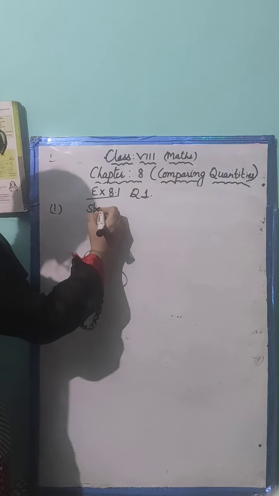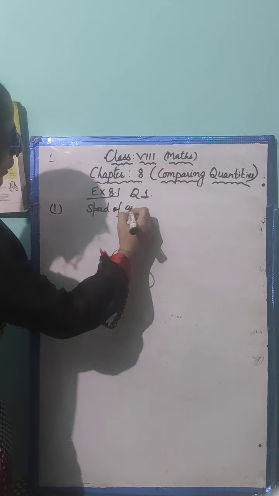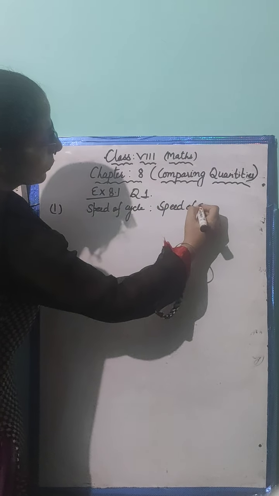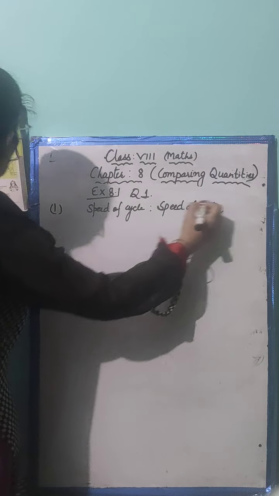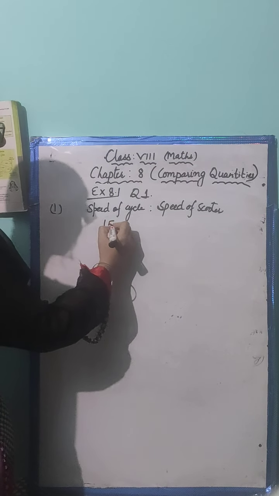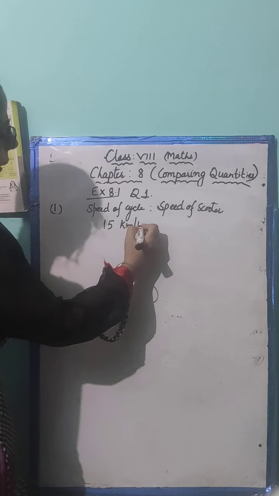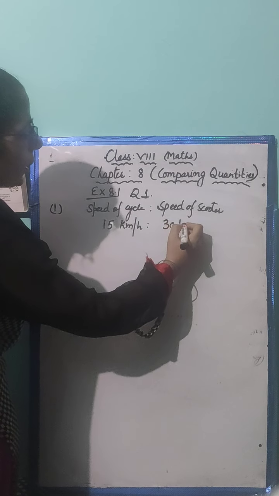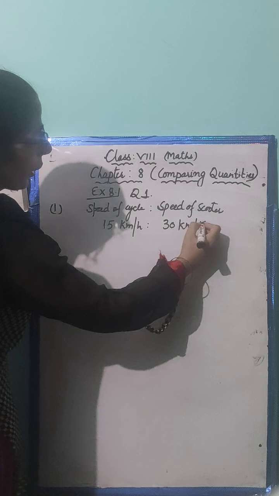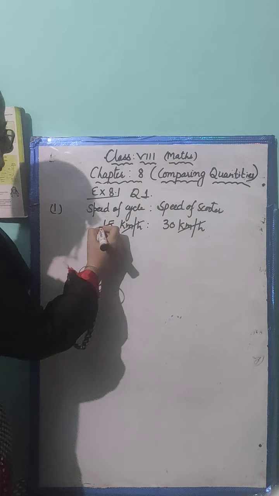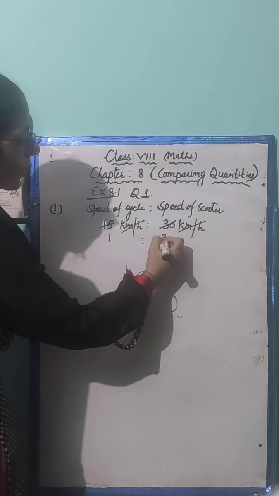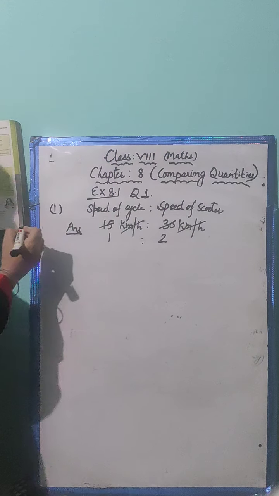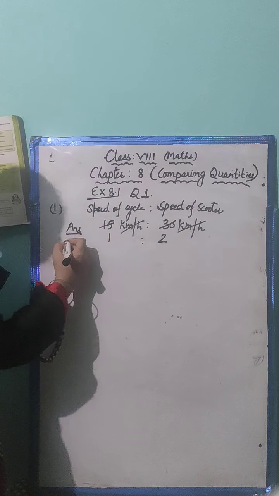Speed of cycle is written first. Speed of cycle ratio speed of scooter, it is given to be 15 kilometer per hour ratio 30 kilometer per hour. At both the places units are same. 15 ones are 15, 15 twos are 30. So this is the simplest form. Answer 1:2.